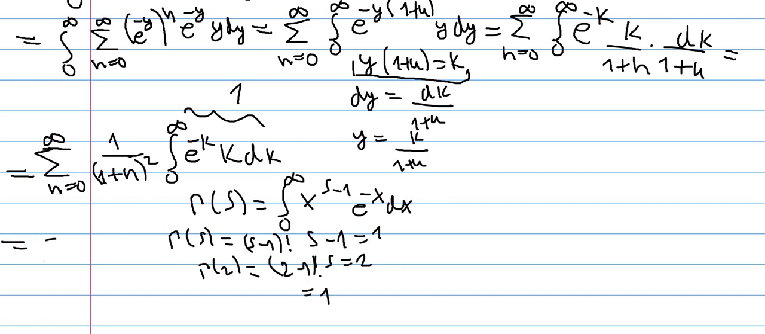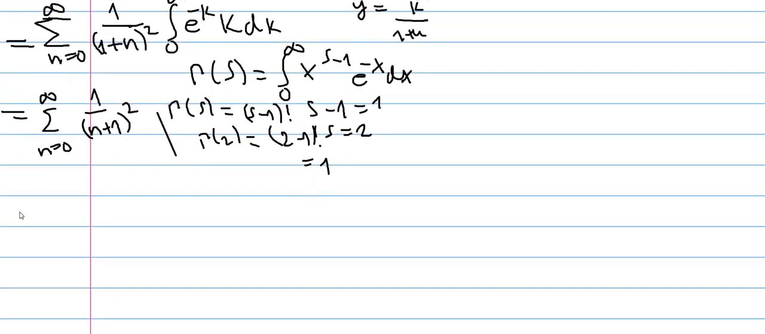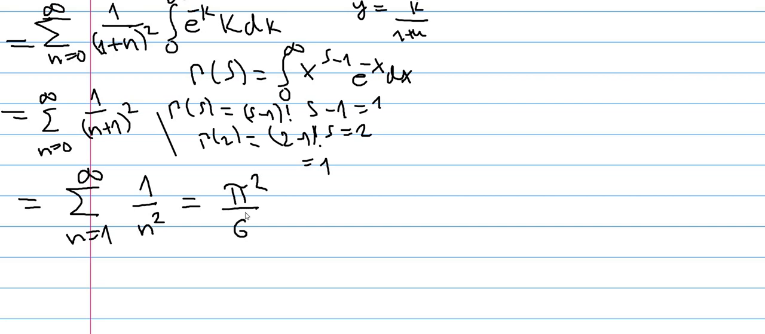So here we have a sum going from n equals 0 to infinity of 1 over n plus 1, squared. And if we move the index to start from 1 to infinity, we will have 1 over n squared, and we all know that this equals pi squared over 6. This is the Basel problem.